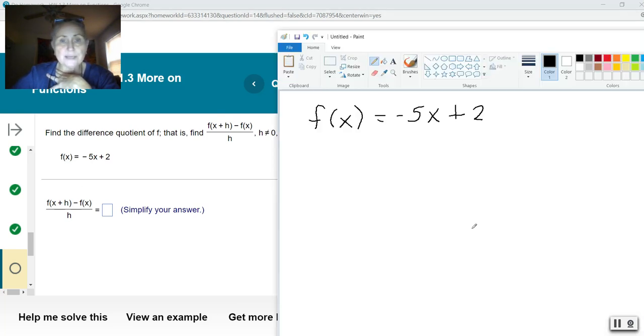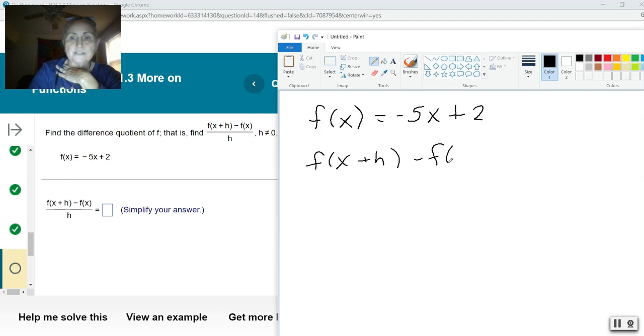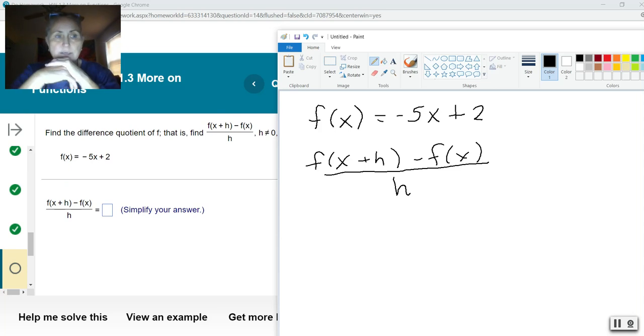All right, so I'm going to switch over to Paint here. This little rule right here that you see, f of x plus h minus f of x over h, is an expression that helps us find what we call the rate of change of a function. How is something changing, okay? Like, for example, in business, we want to know how is our profit changing or how are our costs changing? This formula helps us to do it.